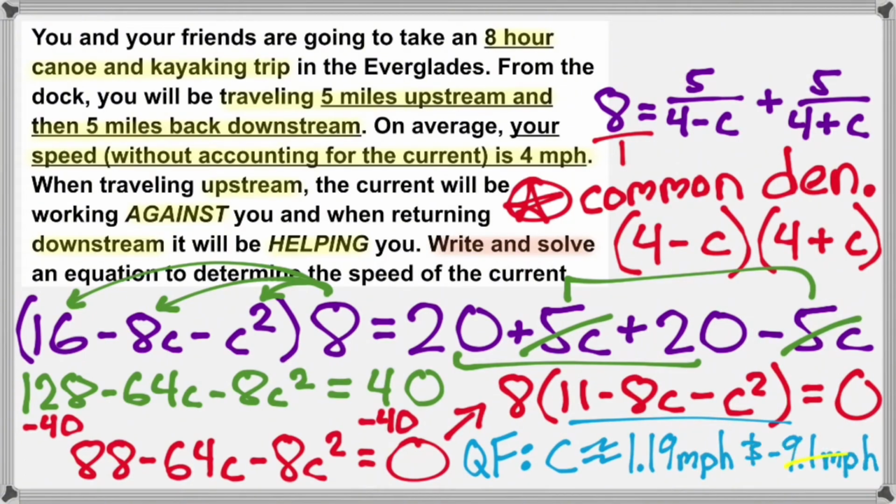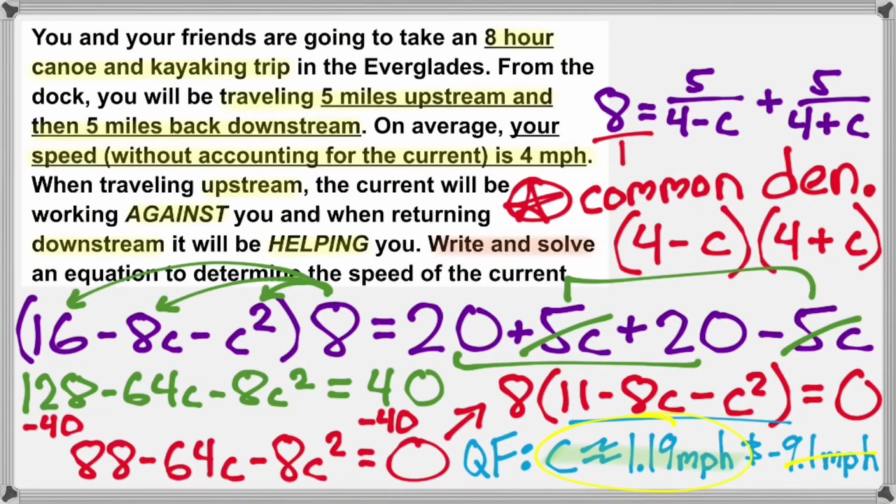It doesn't really matter, but this is a quadratic formula problem, and that is what you would need in order to get the answer of 1.19. And if you use the quadratic formula correctly, then you would also get a negative answer, which would not make sense because the current of a lake or a river, whatever, is a positive effect on you. It is not a negative value. So anything negative in this case would be an extraneous solution. But 1.19 miles per hour makes perfect sense.